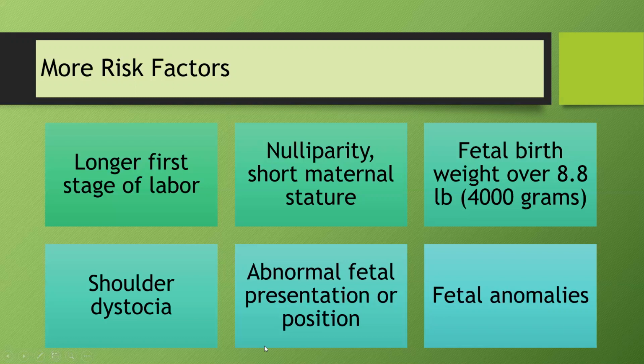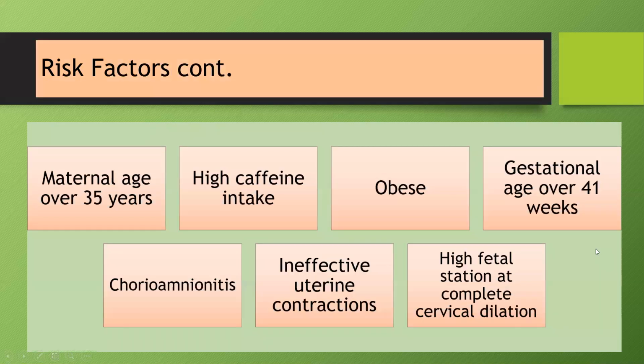Fetal weight or estimated weight of over 4,000 grams, which is 8.8 pounds, puts us at a risk for shoulder dystocia. A history of shoulder dystocia makes us wonder if maybe that woman's pelvis is shaped in one of those non-optimal shapes. Remember, gynecoid is how we really would prefer it to be. Abnormal fetal presentation and any fetal anomalies also put us at risk for dystocia.